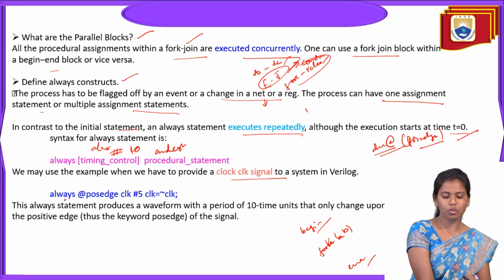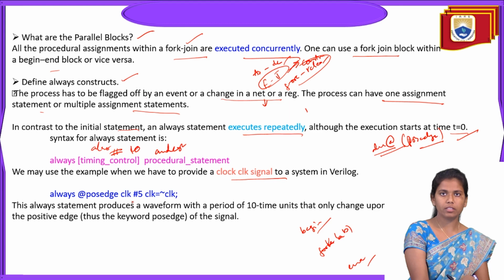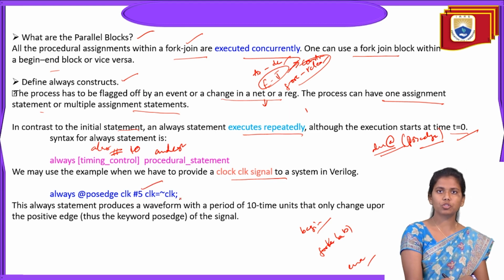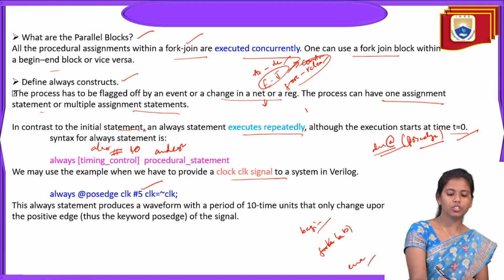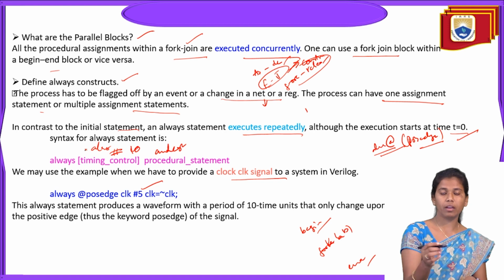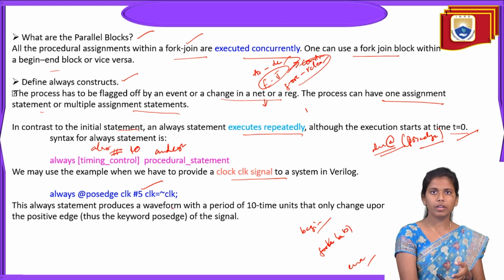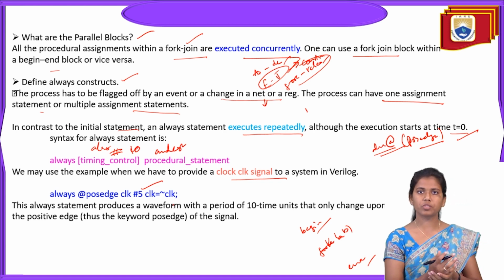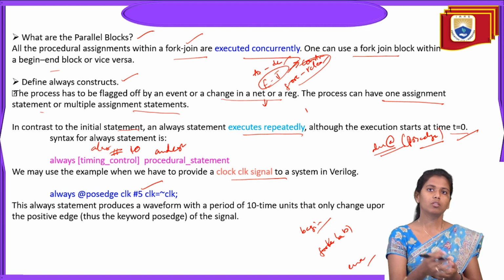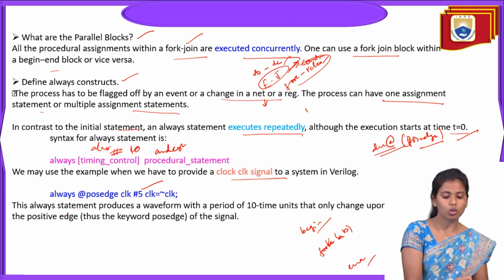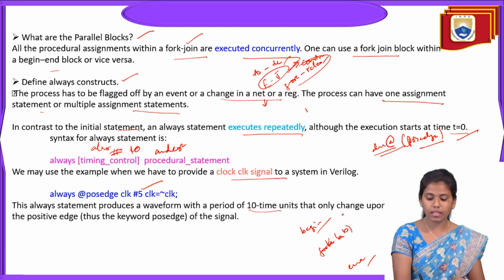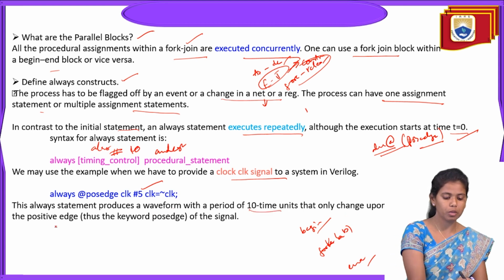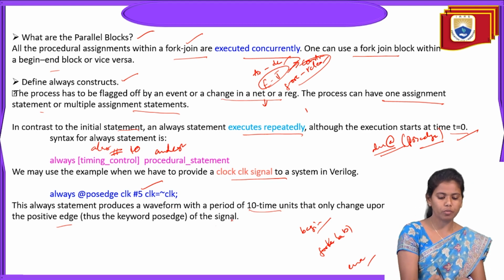As I said, you write always at the rate positive clock edge, with a delay of 5 nanoseconds, equal to the negation of the clock. This is how the always constructs can be written over different types of statements, procedural assignment statements or non-procedural assignment statements. This always statement produces a waveform with a period of 10 units that only changes upon a positive edge of the signal.